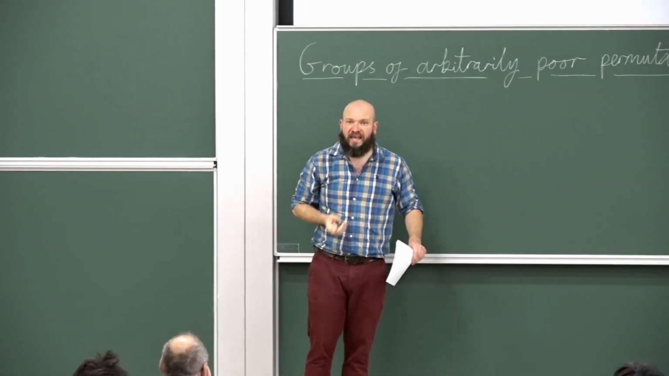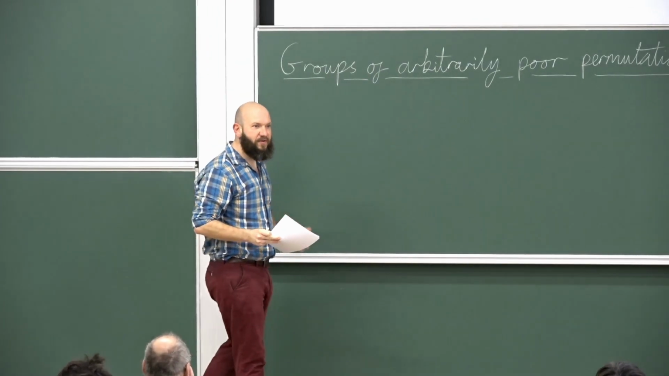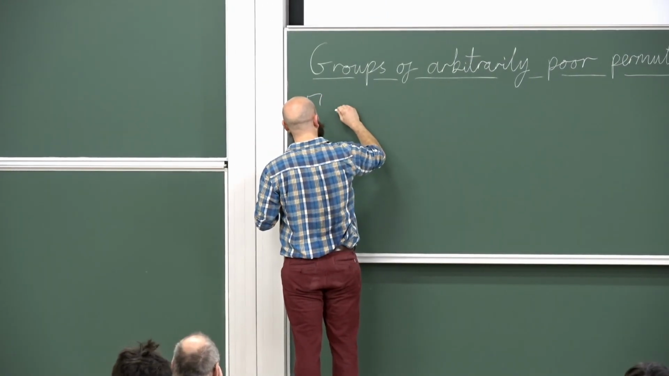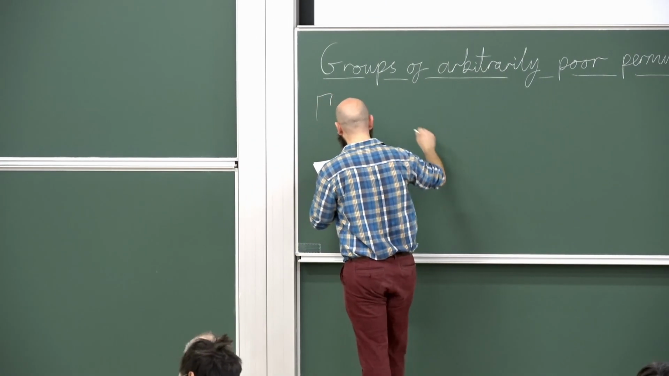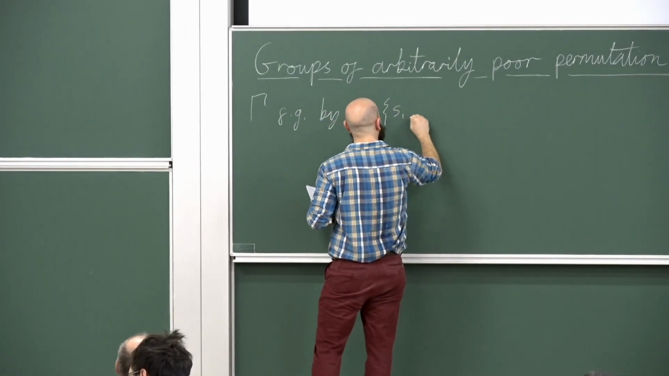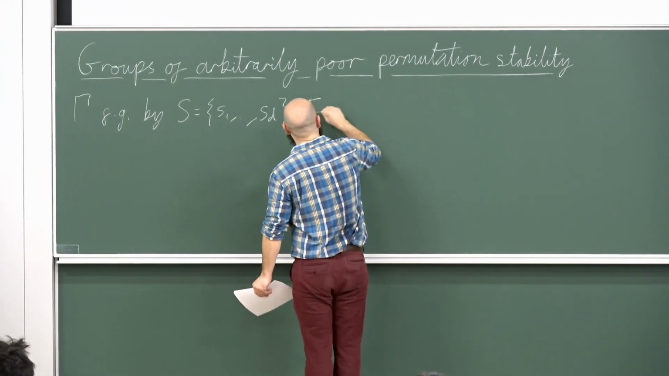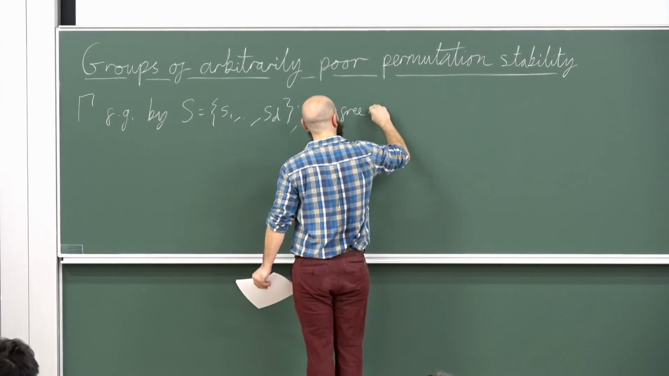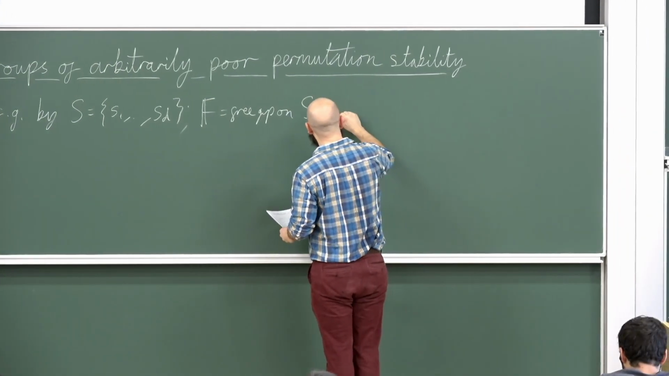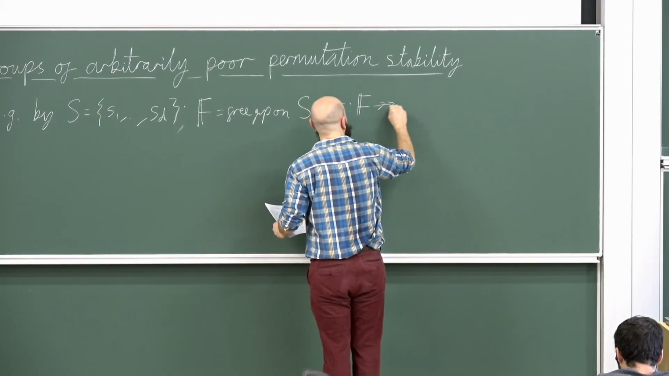So my goal today is to propose a quantitative notion of permutation stability. I'm going to try and convince you that it's reasonable. So this is for arbitrary finitely generated group gamma. So gamma will be finitely generated by a fixed generating set S of size D, and F is the free group on that same set S, and pi is the obvious epimorphism from the free group onto gamma, sending S to itself.